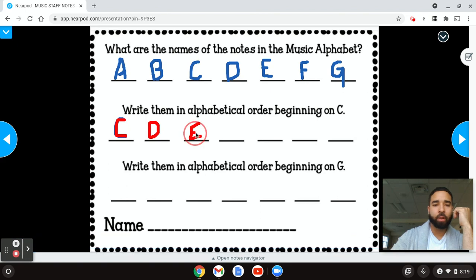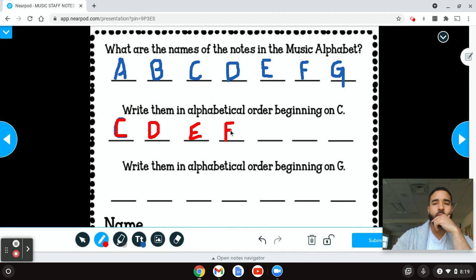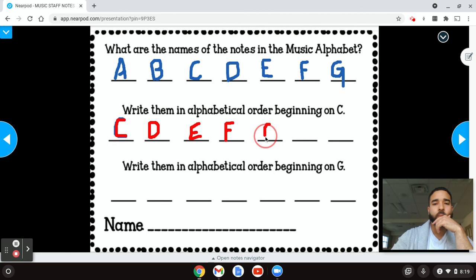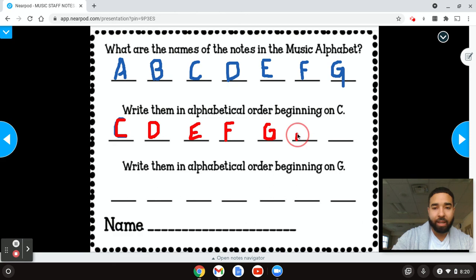Even in second grade, we should know this, right? After E comes F. After F comes what? G. And what happens after G, guys? Do we go on to H? No, we don't. Where do we go? Think about it. Fill it in if you can. I'm not here, I can't see you do it. We go back to A.